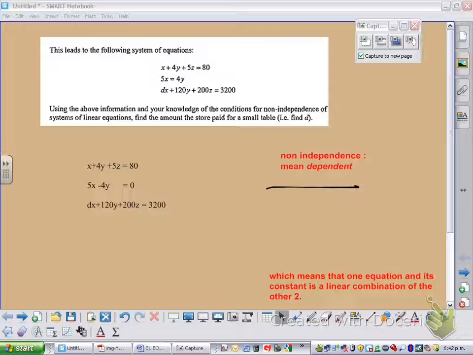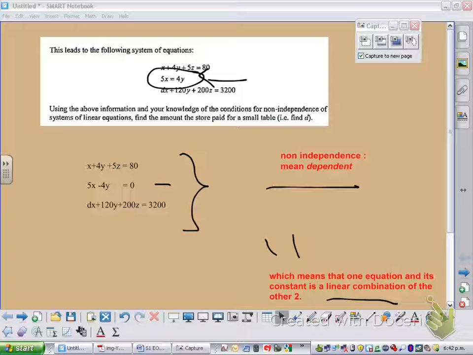Non-independence means that you're dealing with a dependent situation. And the second that you're dealing with a dependent situation, it means that one equation and its constant is a linear combination of the other two. Now, we've got to rearrange this first formula here so that it is in the form 5x minus 4y is equal to 0. And you notice there's no z there.